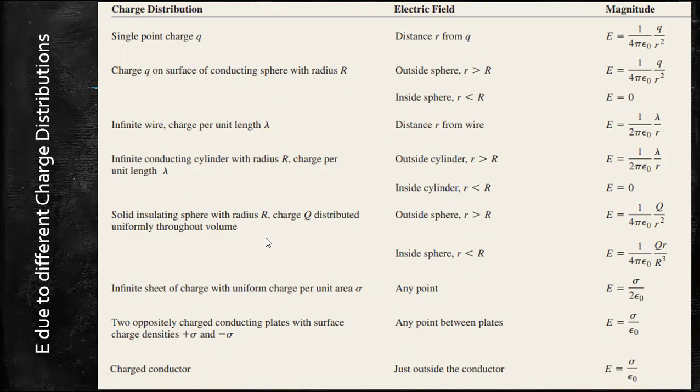So I added this formula sheet, in which you can find the charge distribution, in this case a single point charge, and the corresponding formula to calculate the field. This is a charge Q distributed over a conducting sphere. So all the charge is on the surface of the sphere. Here we have different fields for the outside of the sphere and for the inside of the sphere. For an infinite wire, infinite conducting cylinder, solid insulating sphere, and so forth and so on.